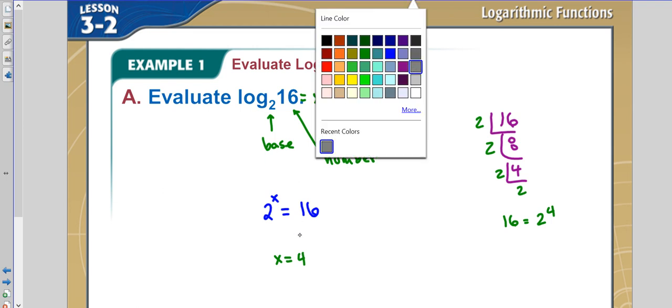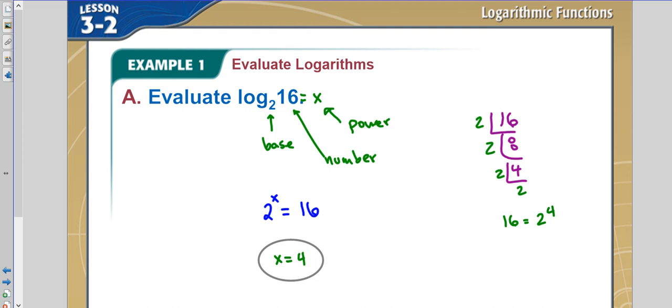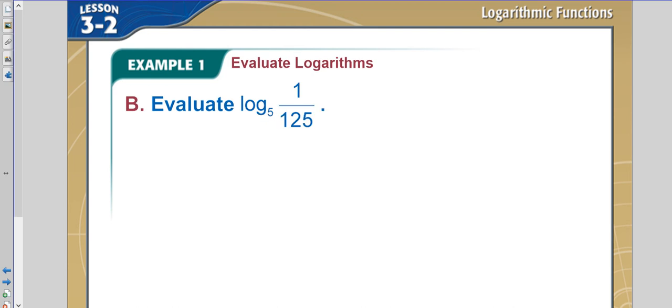And we'll try another one here. Let me just circle my answer. Now let's try this one. I'm going to first set it equal to x. So I would say 5 to the power, that's my base. This is my number. This is my power. 5 to the power of x is equal to 1 over 125.